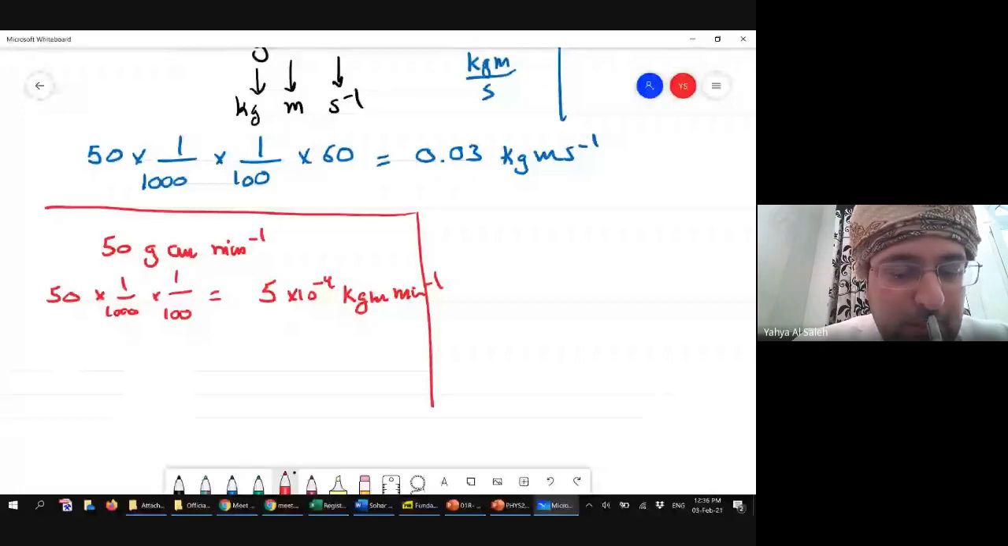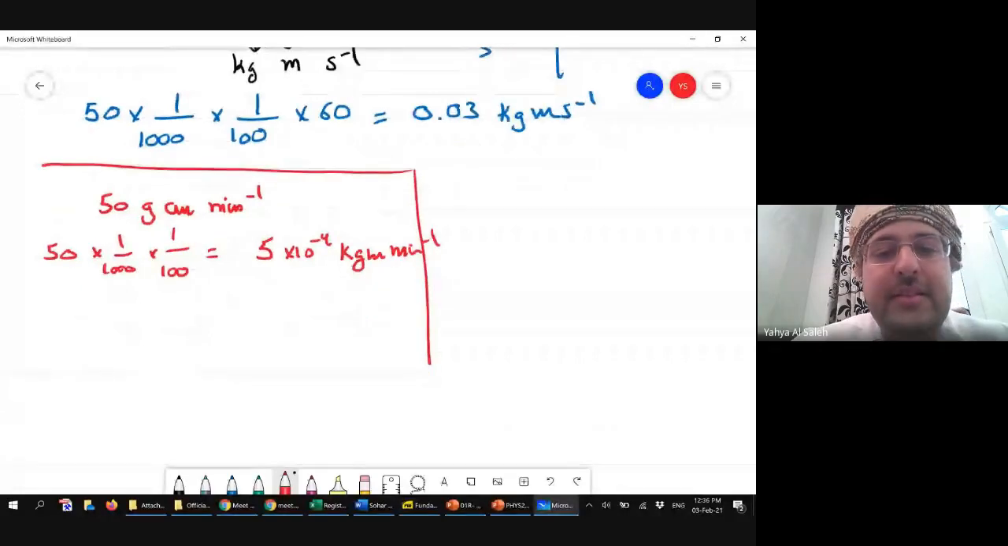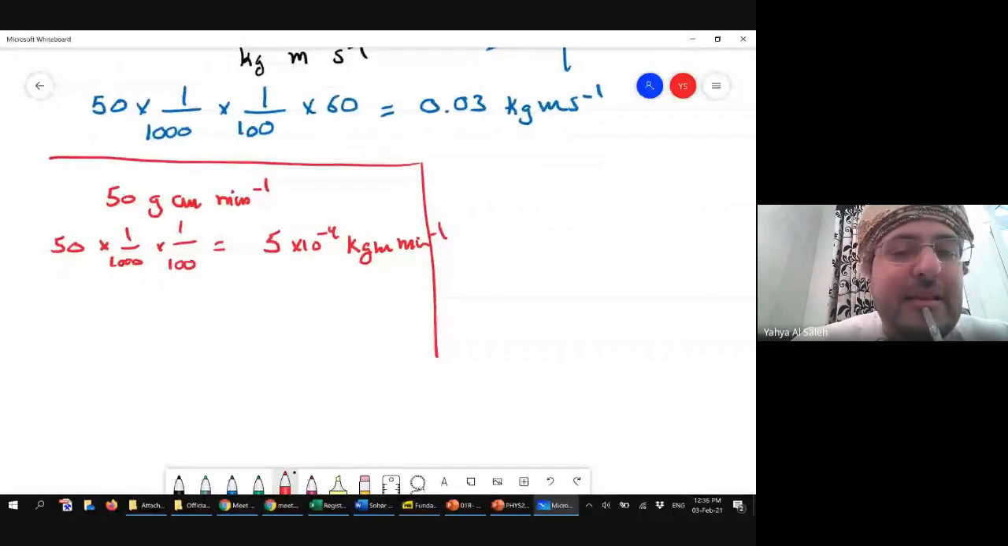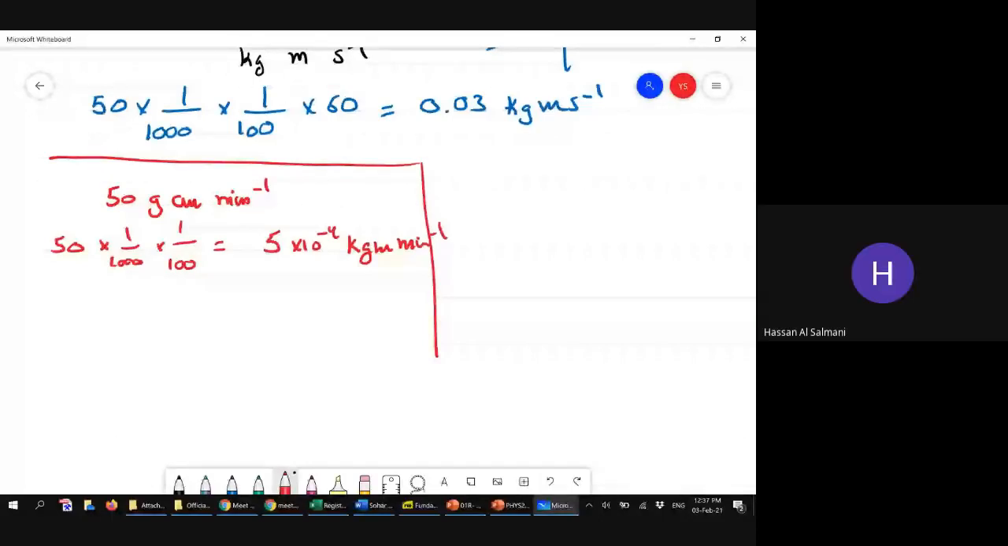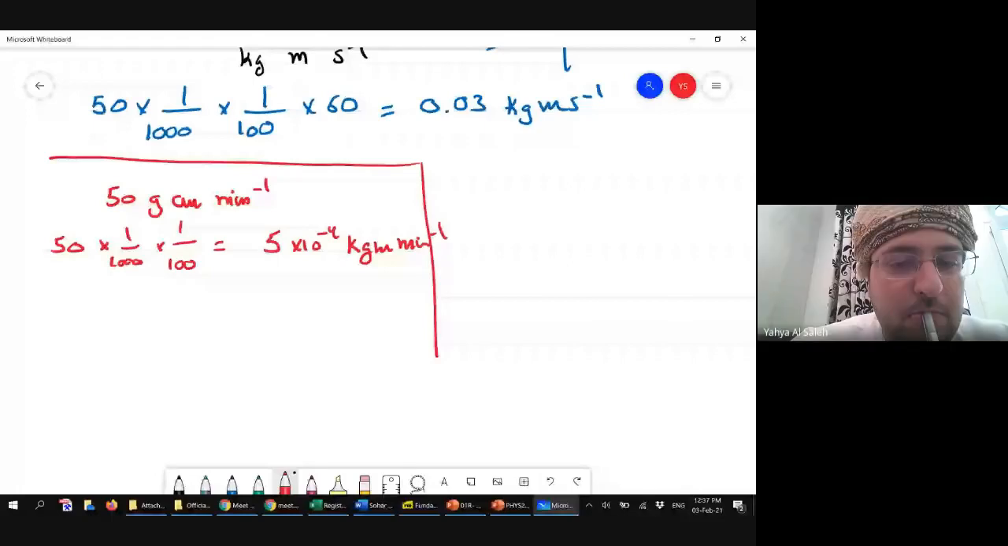Okay. Now, first of all, before any math, let's think of it. If I am getting some number per minute, and I convert to per second, am I going to get a bigger number or a smaller number? Bigger. Bigger.